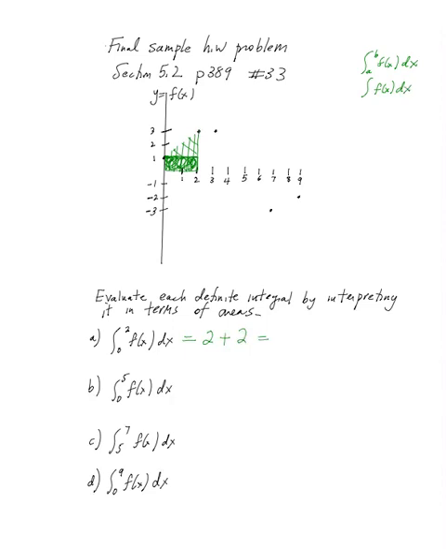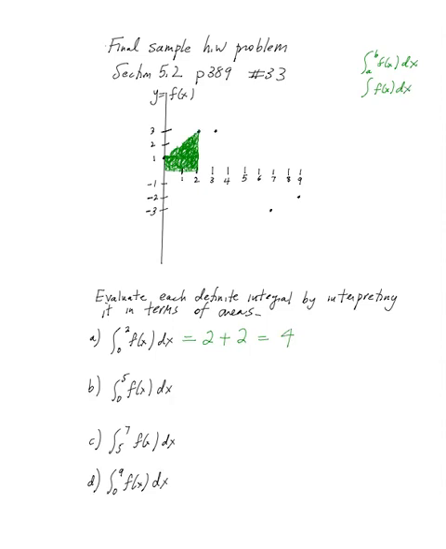So the definite integral from 0 to 2 of f of x dx is just 4 square units. That's this shaded area. Okay, how about from 0 to 5, the definite integral of f of x from 0 to 5?